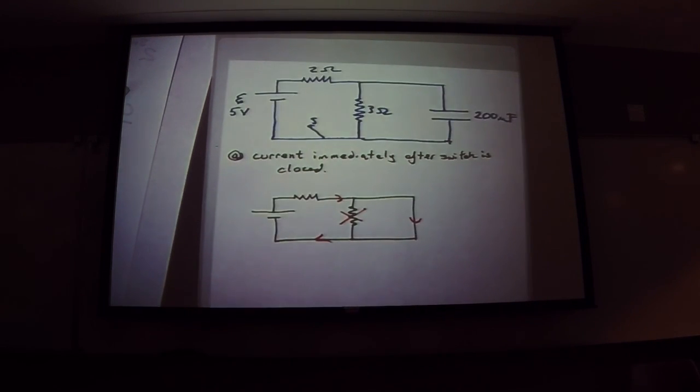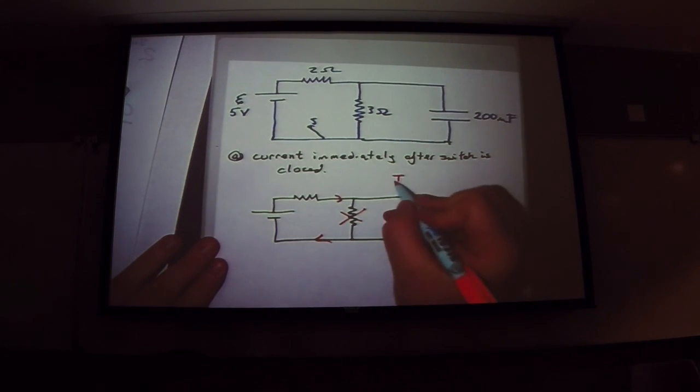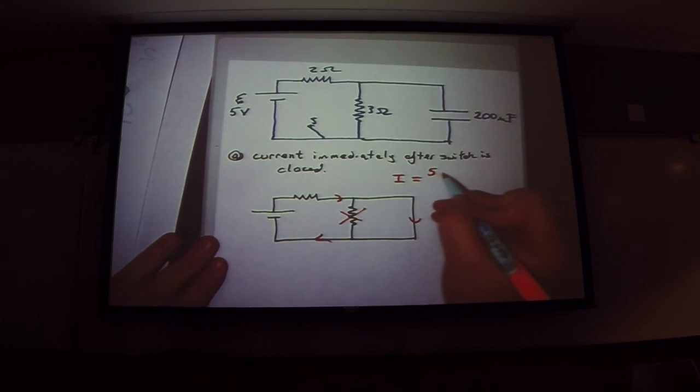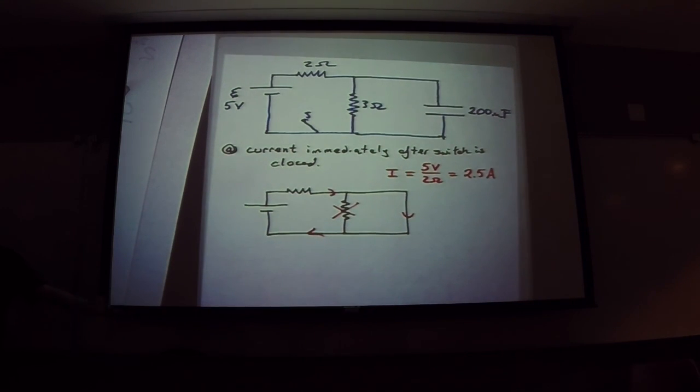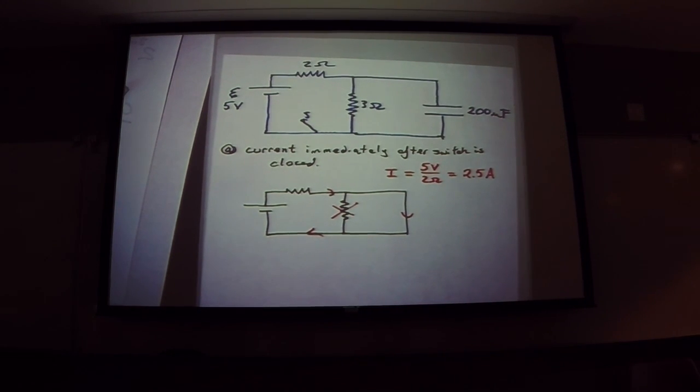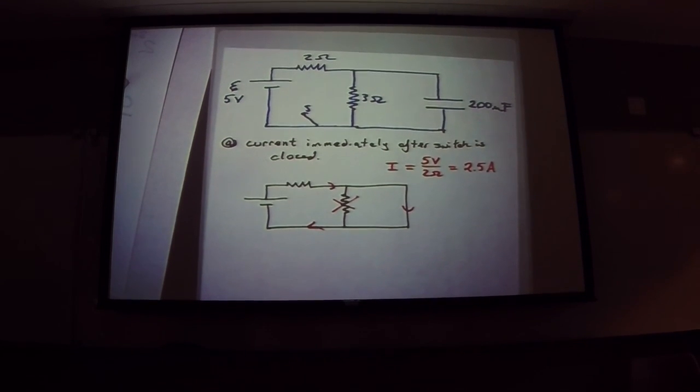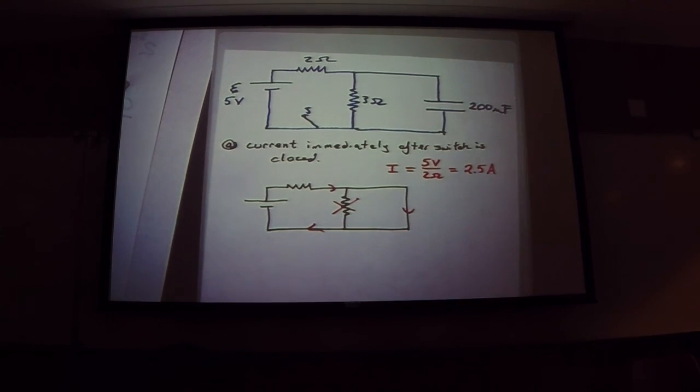So therefore, right after the switch is closed, what's the current in the circuit? 5 over 2. 2.5 amps. There you go. Ta-da. Next, ready for the next one? Next, I will ask you.